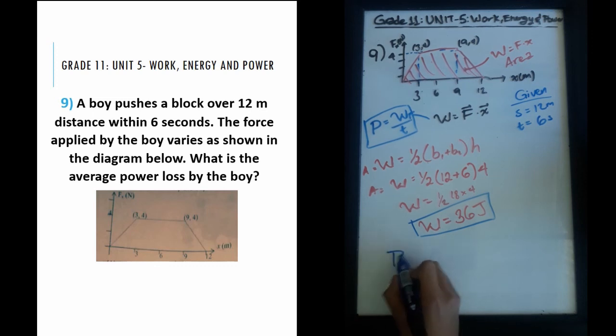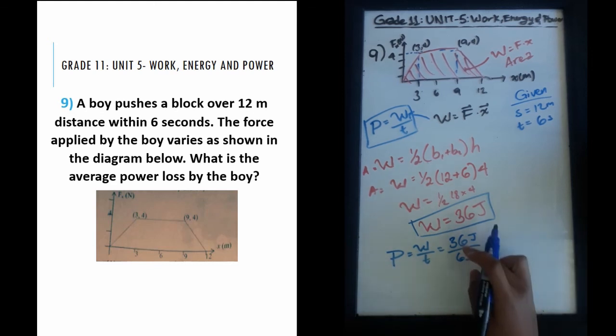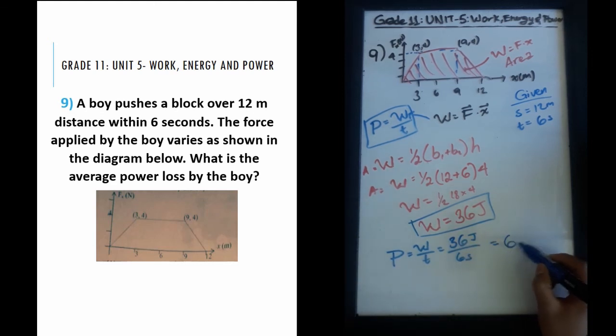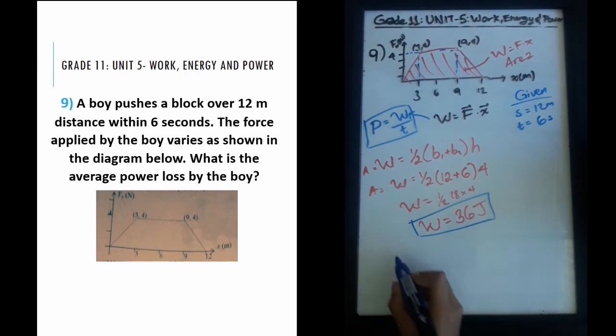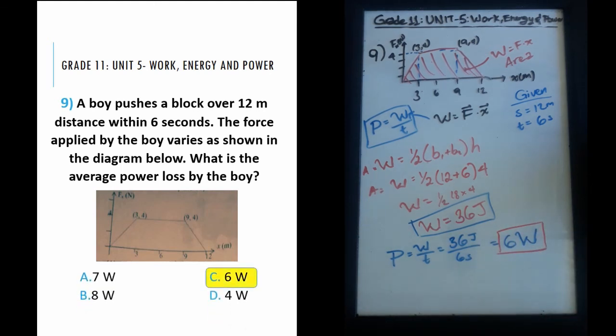So let's plug in the numbers again. Power is equal to work over time. We just found the work to be 36 joules, and we can plug in the time that's given to be 6 seconds. That will give us a final answer of 36 divided by 6, which is 6 watts, which is the unit of power. So 6 watts will be our final answer. And if we look at our choices, we see that it's answer C. So 6 watts is the total power used by the boy when he was pushing this block.